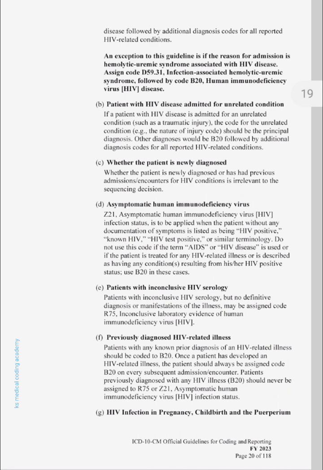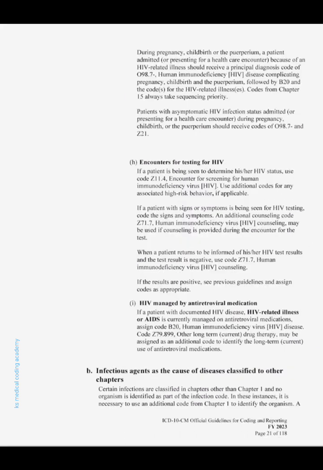G. HIV infection in pregnancy, childbirth and the puerperium. During pregnancy, childbirth or the puerperium, a patient admitted or presenting for a healthcare encounter because of an HIV-related illness should receive a principal diagnosis code of O98.7, human immunodeficiency, HIV, disease complicating pregnancy, childbirth and the puerperium, followed by B20 and the codes for the HIV-related illness. Codes from Chapter 15 always take sequencing priority. Patients with asymptomatic HIV infection status admitted or presenting for a healthcare encounter during pregnancy, childbirth, or the puerperium should receive codes of O98.7 and Z21.